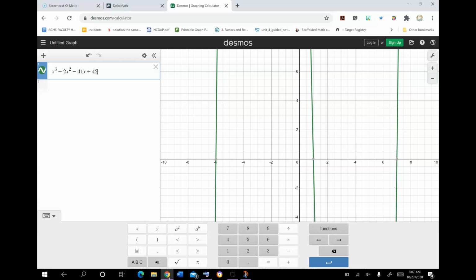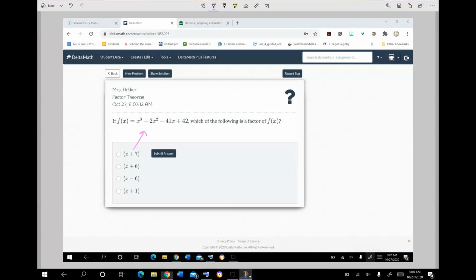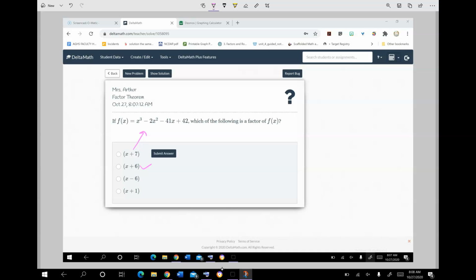All right. This one crosses at negative 6, so that makes it x plus 6. So x plus 6 is a factor. Look, there's one. Let's just check, okay? 1 is a factor, so it'll be x minus 1. Do we see x minus 1? Nope, we see x plus 1, so that's not it.